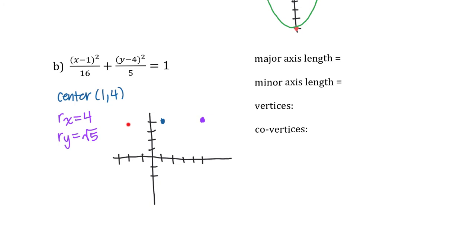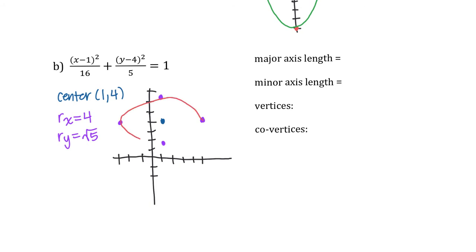1, 2, 3, 4. Okay, in the y direction, the radius is the square root of 5, which is 2 point something because it is bigger than the square root of 4. So let me look at this. 1, 2 point something. Okay, and then that's going to be my ellipse.